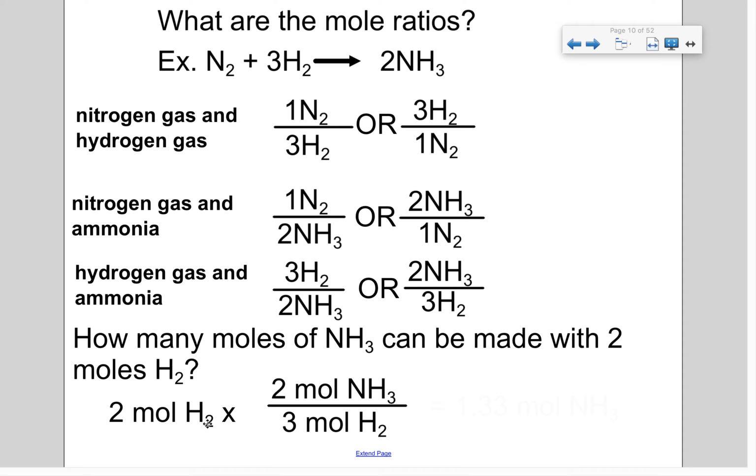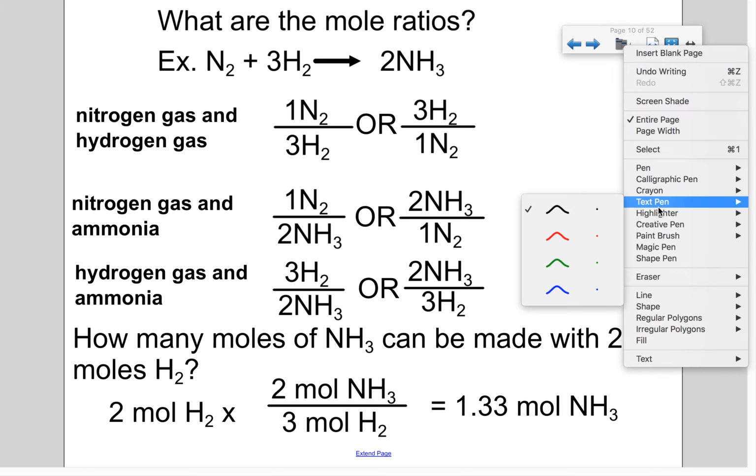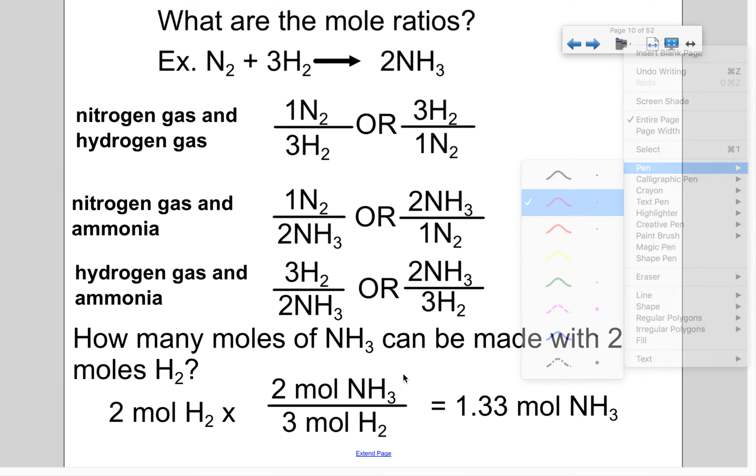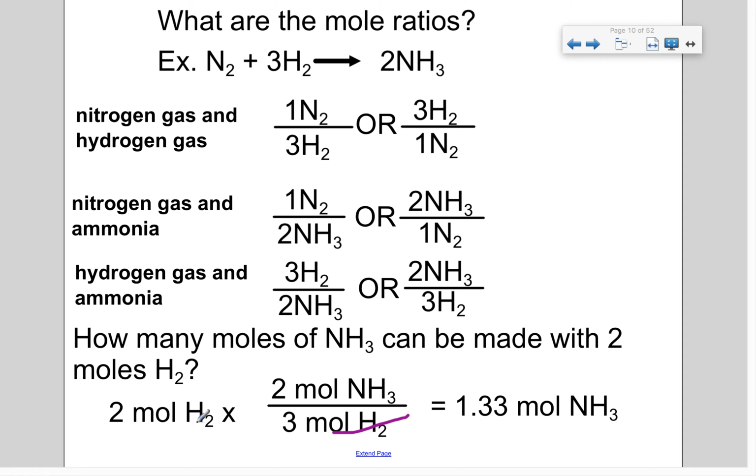Now you just multiply across. 2 times 2 divided by 3, 1.33 moles of ammonia. Okay, because the hydrogen is going to cancel out.